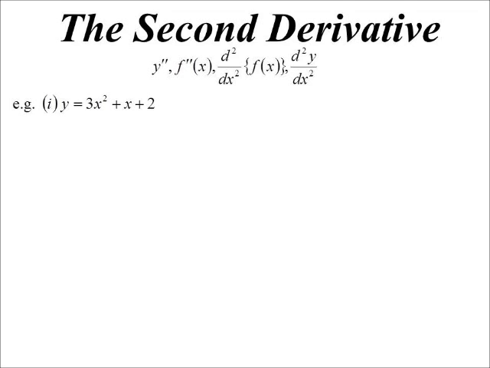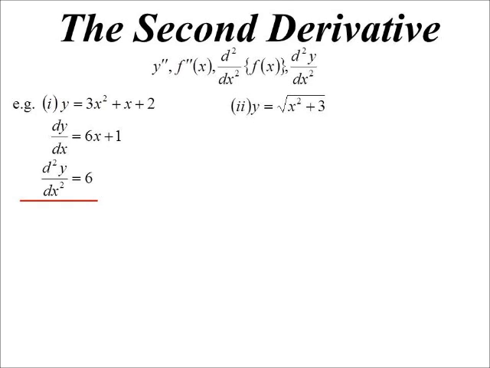y equals 3x squared plus x plus 2. There's our first derivative. To find the second derivative, we just differentiate again. So you just differentiate the first derivative. The second derivative measures how the first derivative changes.